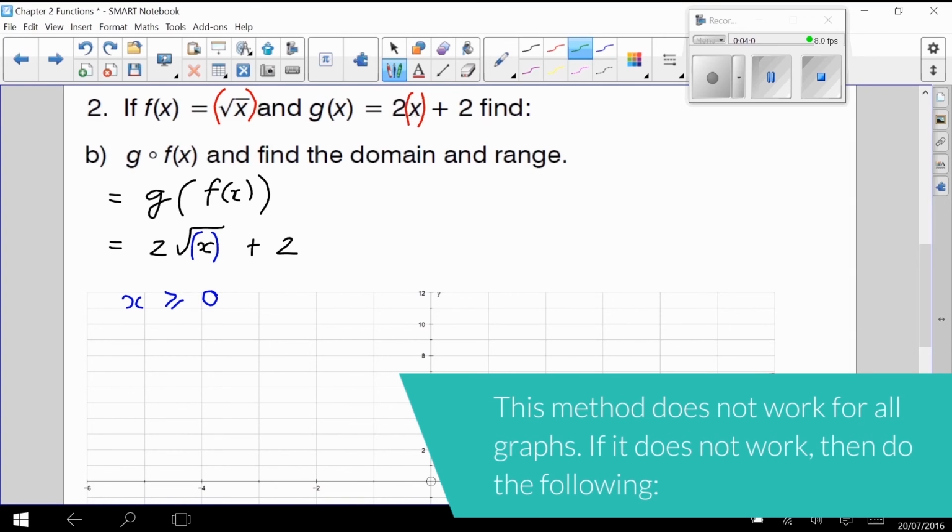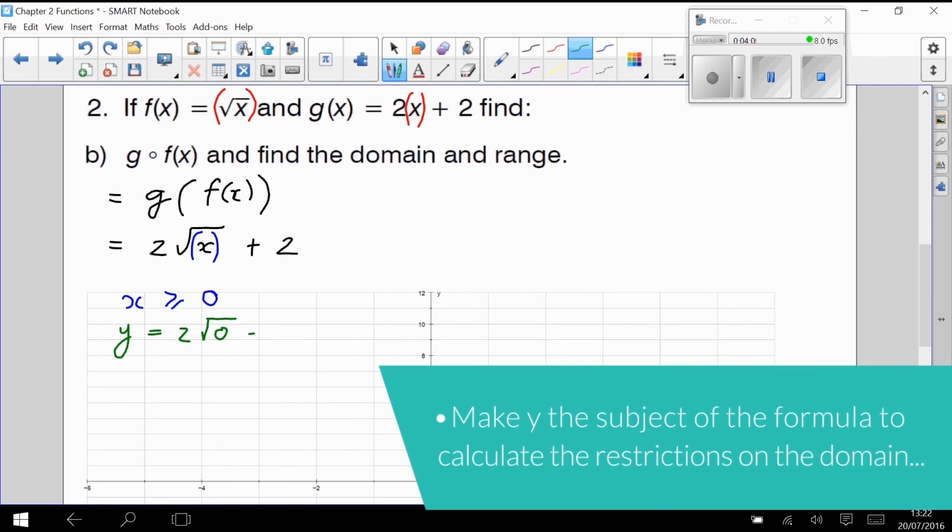How am I going to find my related y values for the range? Well, if I take my smallest x value, then y must start at 2 times the square root of 0, plus 2. In other words, y's smallest value for the range is going to be 2.